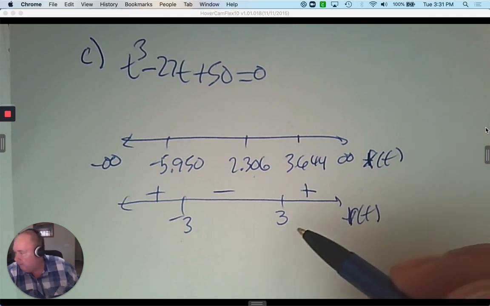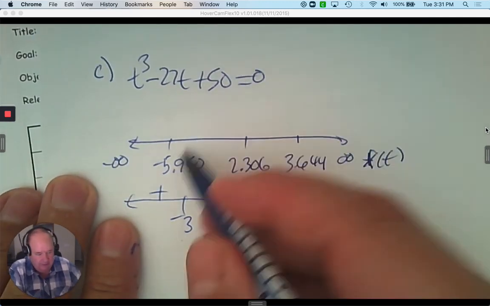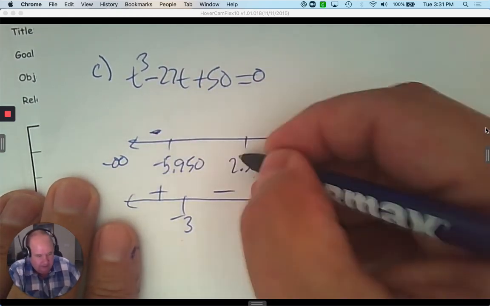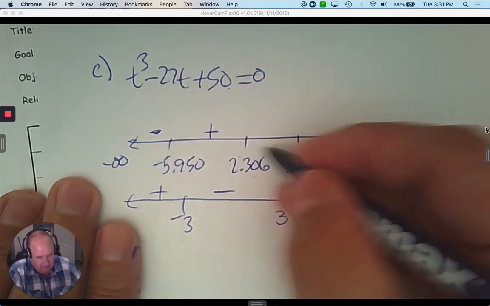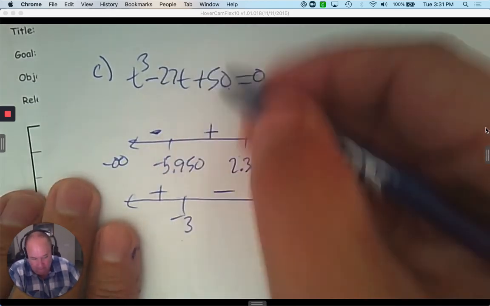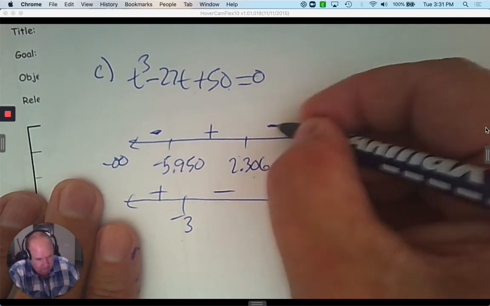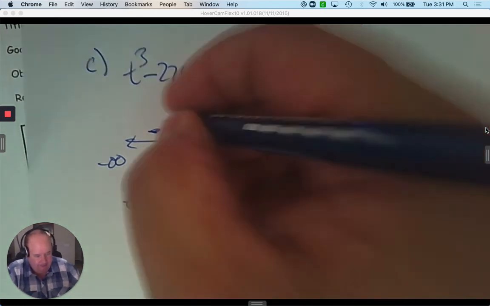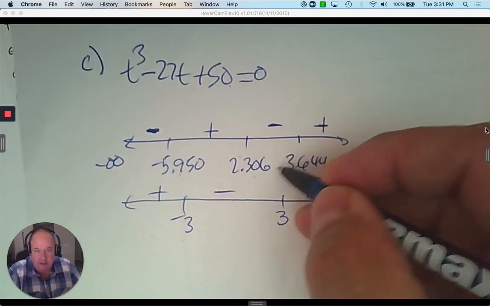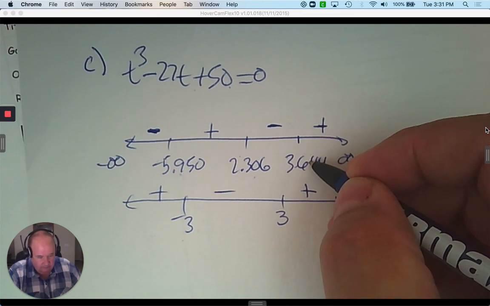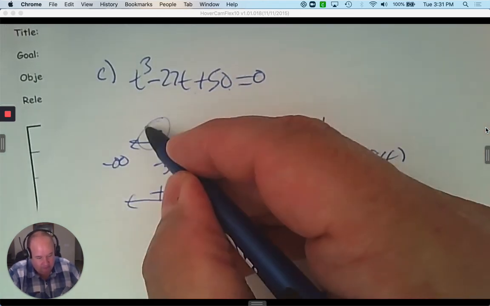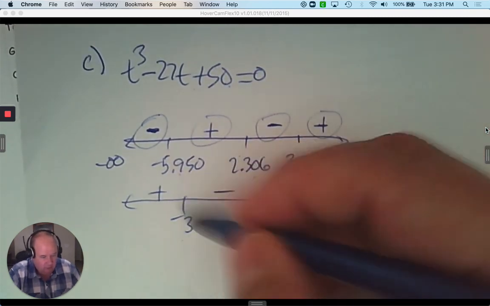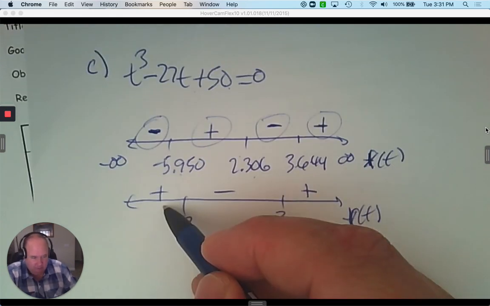If I plug in any number smaller, like a huge negative number, it's going to be negative. If I plug in a number like 0, it's positive. If I plug in a number like 3 into here, it's going to be negative. If I plug in a huge number like a billion, it's going to be positive. So it's left of the origin, right of the origin, left of the origin, right of the origin. And so I want to see when the signs match, because this tells me direction.